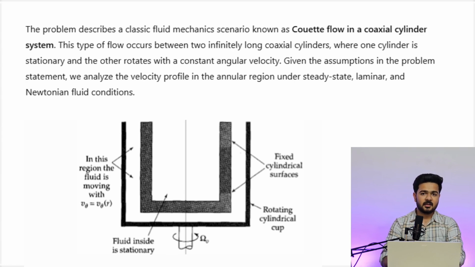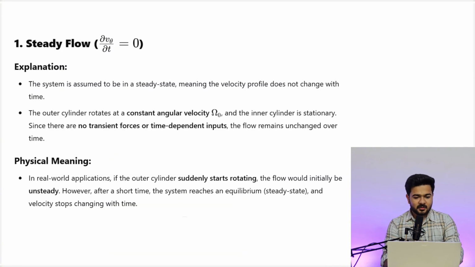So let us list out the assumptions which will be necessary for this problem. To derive the velocity profile equation, we have made several assumptions. Let us list them down. Firstly, the flow is steady state. That is given in the problem.